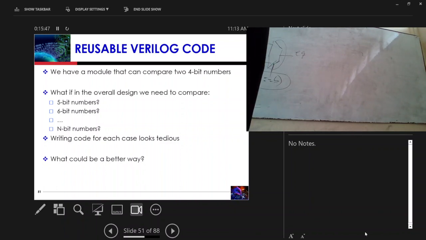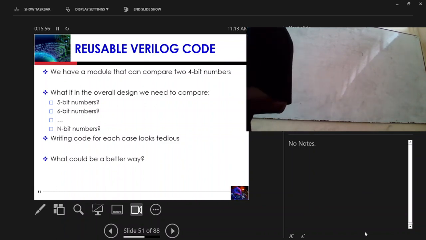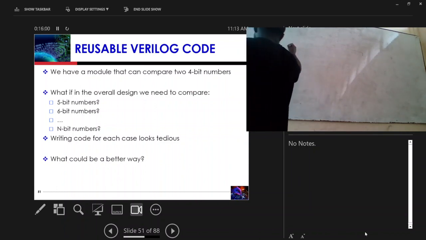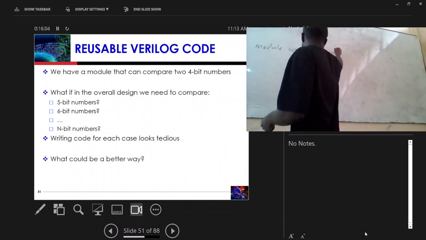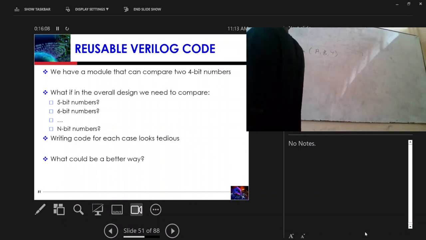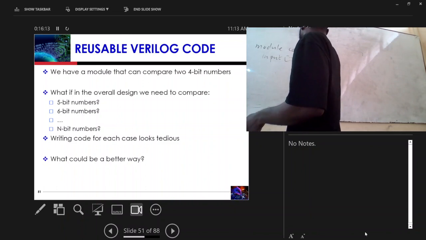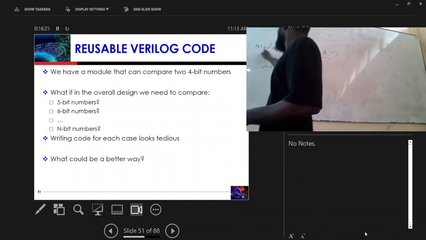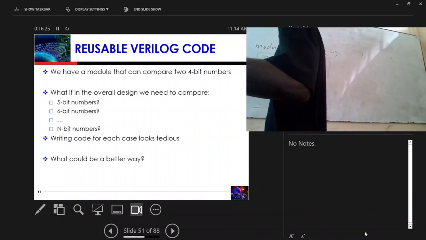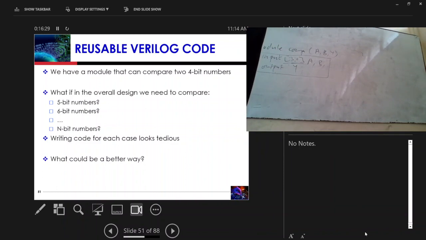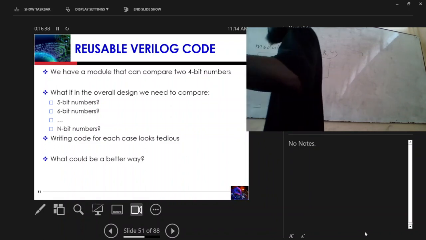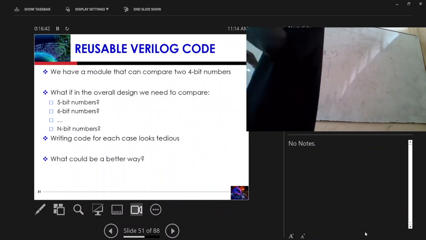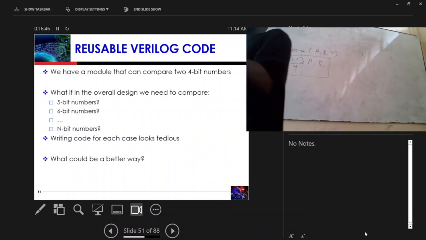Anybody? Once I declare my module, probably compare with A, B, Y, I always come and say input [3:0] A, B, and output Y, right? This means that I can only do 4-bit comparison. Every time A must be 4 bits. Once I go beyond 4 bits, there will be an issue. So if I want to design my module in a way that it can take 4 bits, or 5 bits, 6 bits, 32 bits, 100 bits, 200 bits, right?